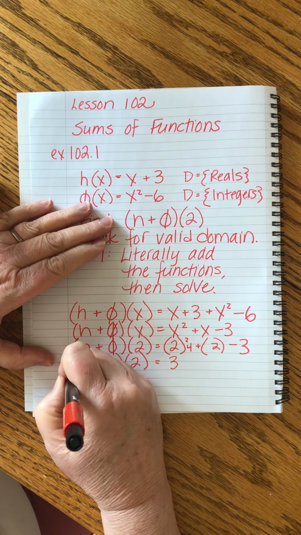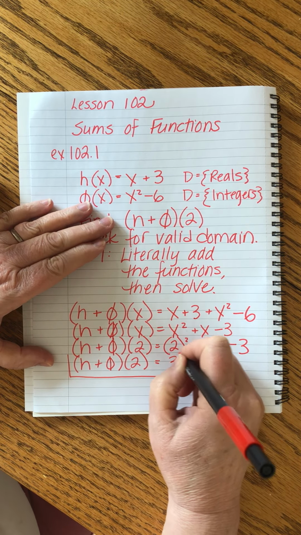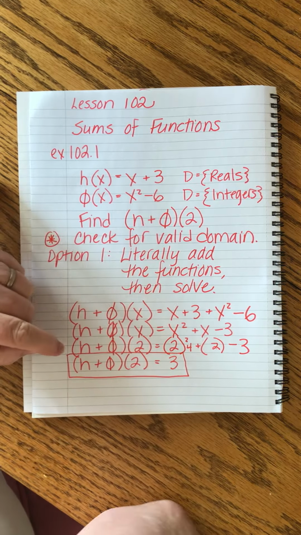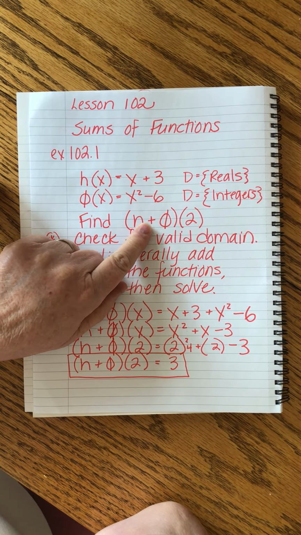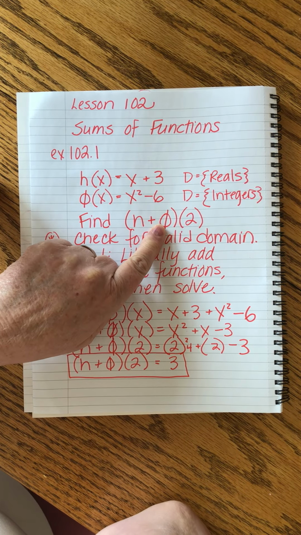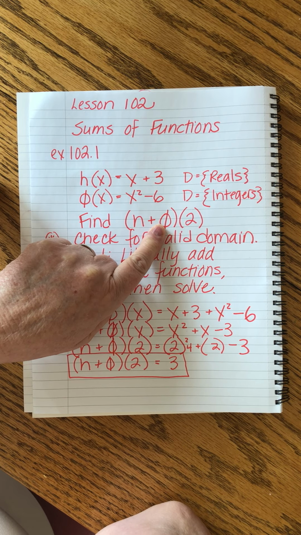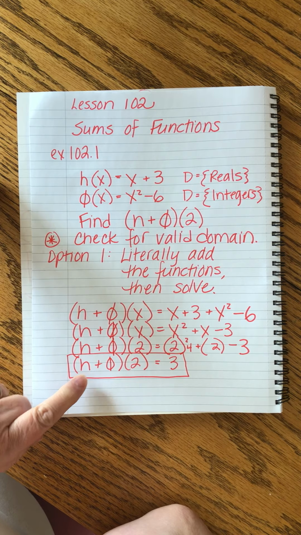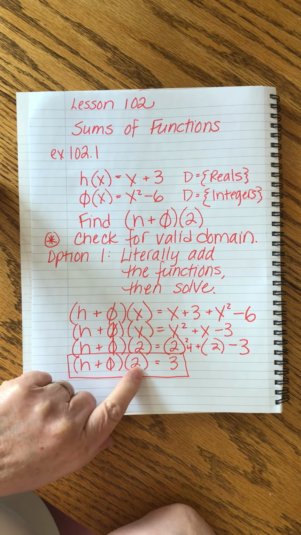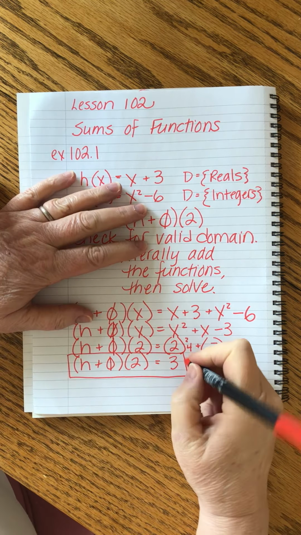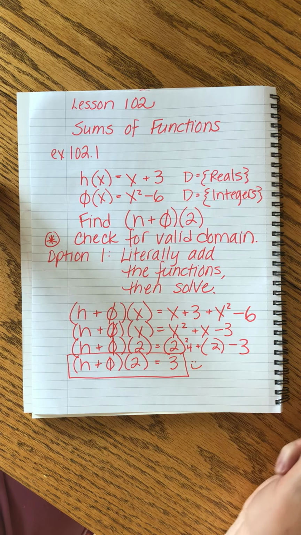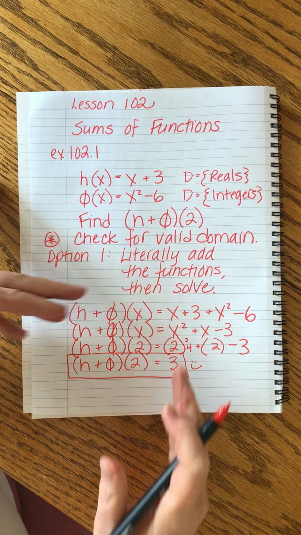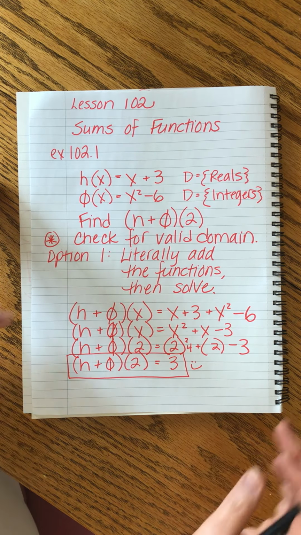So we've answered John's question, the value of the h plus not theta functions added together at 2 as their value, the h plus theta of 2 equals 3. That's the right answer. So that's one way to approach these problems, is to literally add the functions together. But we have another option.